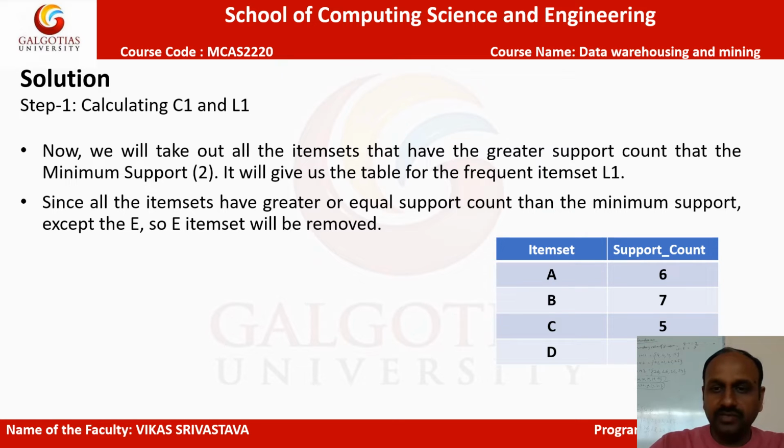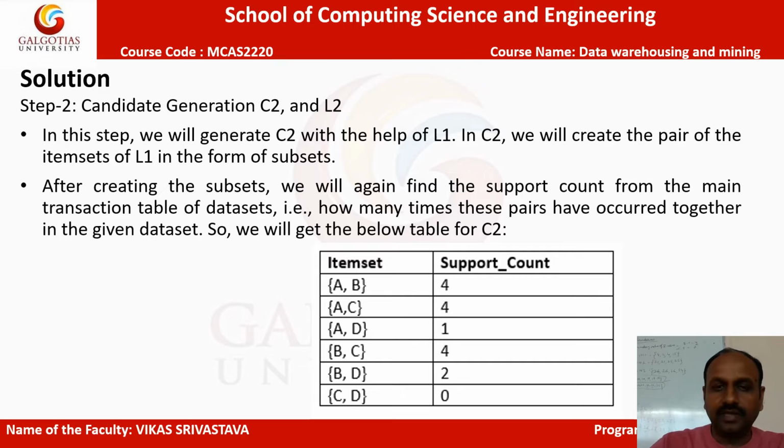Now on the basis of this item set, we will start with calculating the new candidate table, that is your C2, and we will try to identify the item sets. We will create the item set on the basis of A, B, C, D. So here you can create the combinations of the item set, because it can be AB, AC and AD. Similarly with BC, BD and CD.